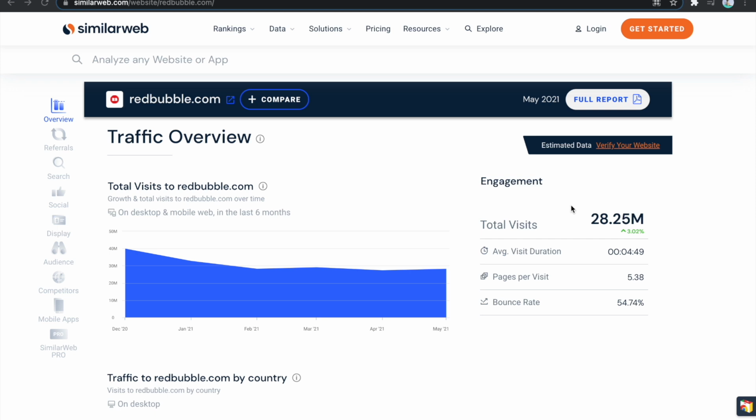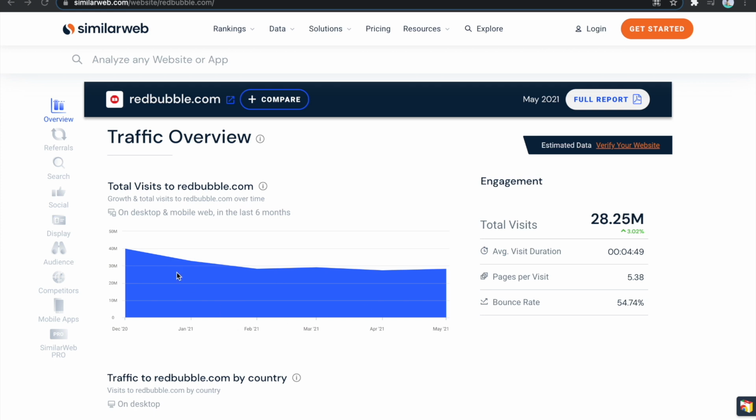month of May, which is a rise of 3% from last month. The average visit on Redbubble lasts almost 5 minutes, and people watch an average of 5.38 pages per visit, with a bounce rate of almost 55%, which means that 55% of the people who go into Redbubble just leave without looking into any other page.